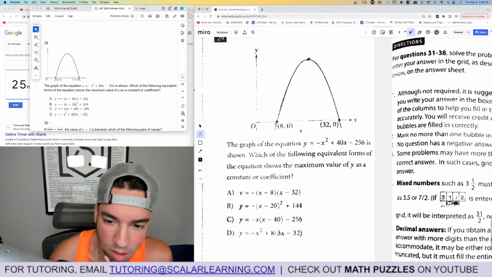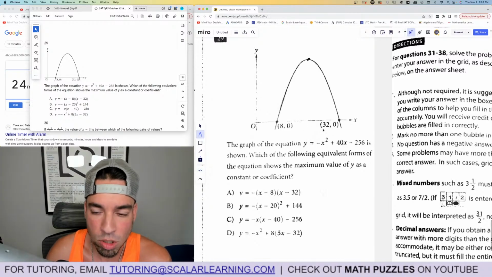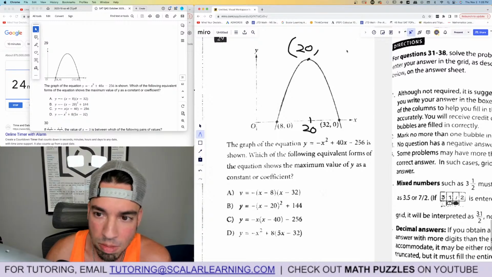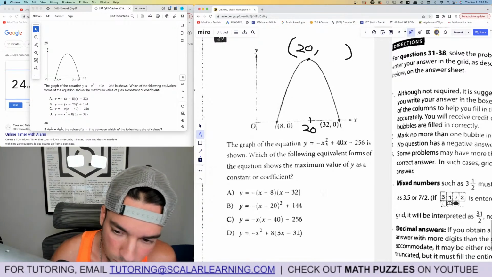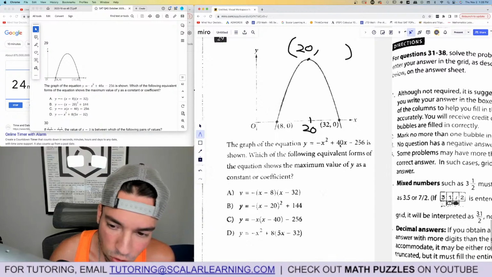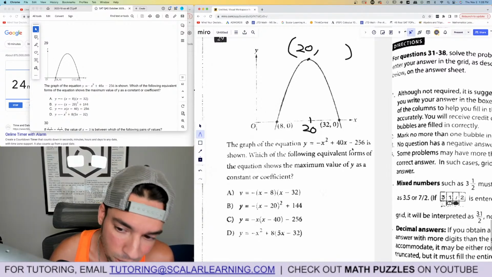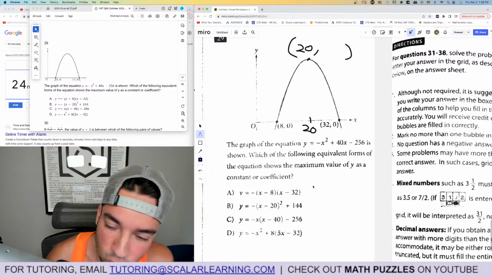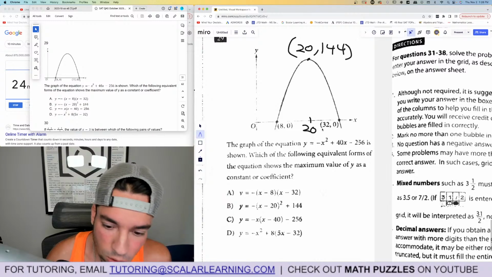What's in between 8 and 32? Take the average. 8 plus 32 is 40, divided by 2 is 20. So I know my vertex is 20 comma something. I could plug it in. Let's see if I can do it mentally. 20 squared is negative 400, plus 20 times 40 is 800. So it's positive 400. Minus 256 is 144. So it should be 20, 144. So that's what we should see in vertex form.